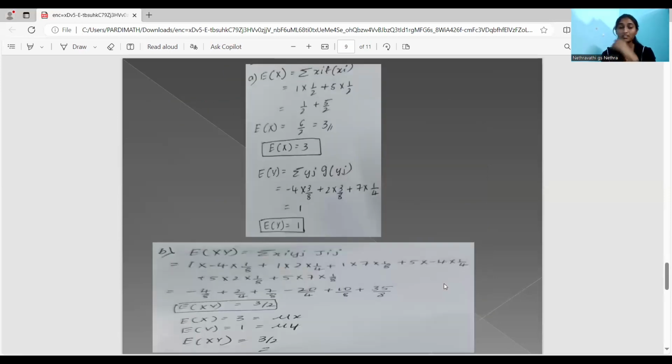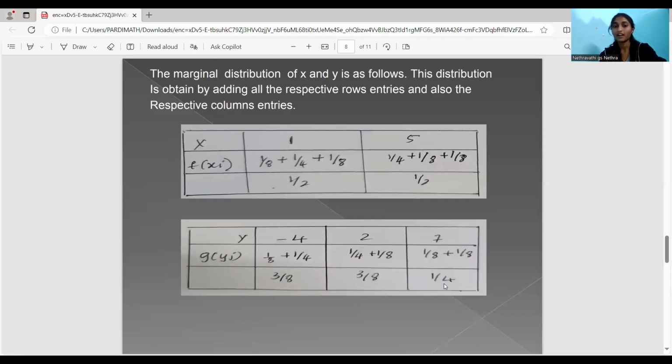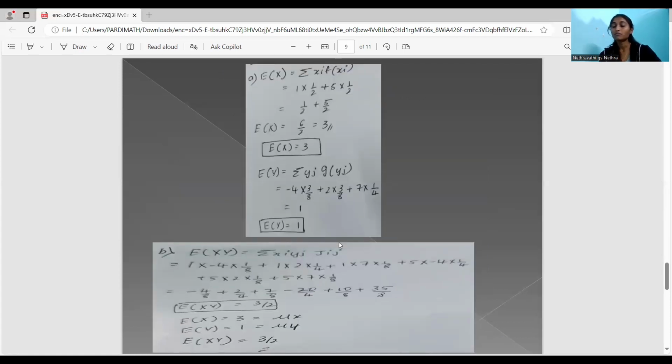To find the expectation value of x, we have a formula: the summation of xi into f of xi. We have the values of x in the first table, 1 and 5, and f of xi is 1/2, 1/2. So 1 into 1/2 plus 5 into 1/2 gives the expectation of x, which equals 3.